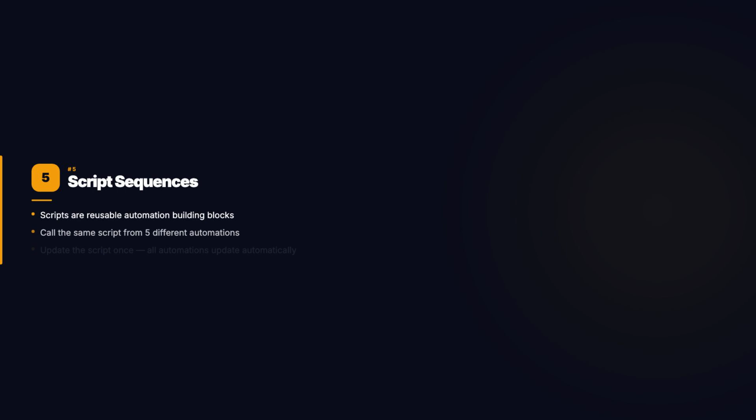Number 5. Script sequences. A script is a reusable block of actions in Home Assistant. Instead of putting the same 5 actions into 3 different automations, put them in one script and call the script from each automation. Change the script once and all 3 automations update automatically. This keeps your automation logic clean and maintainable as your setup grows.